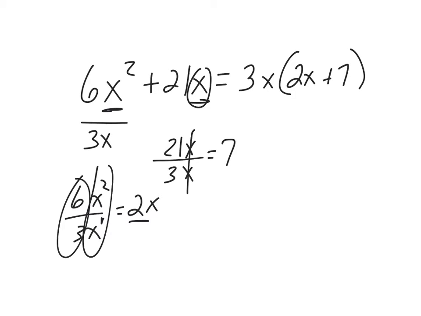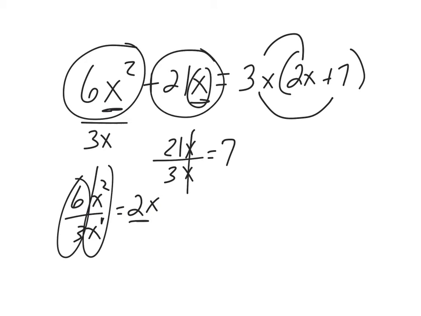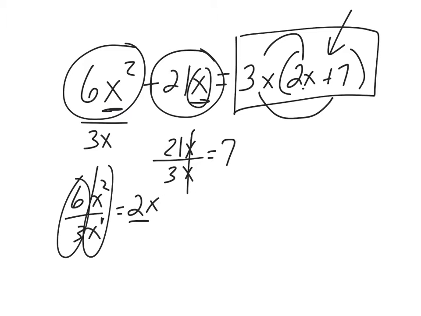Now, again, if I distribute this times this, 3x times 2x is going to give me the 6x squared, and 3x times 7 gives me the 21x. And so we factored this. Again, I'm going to look at this parentheses, and there's nothing that goes into both of those to make this smaller. So it's factored as far as it can go.